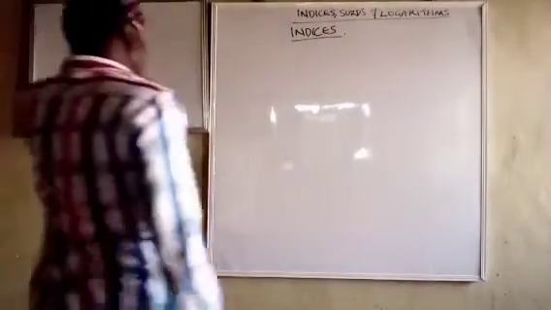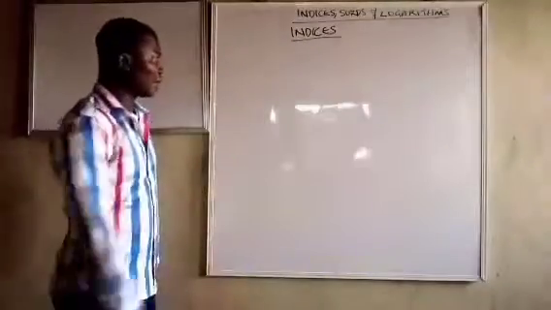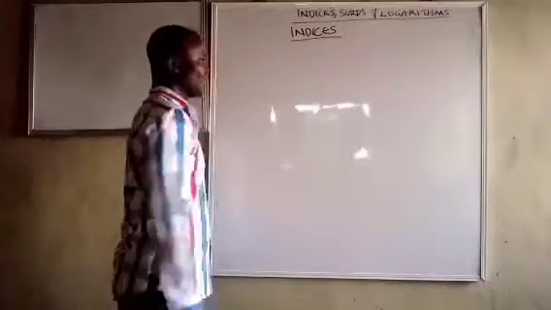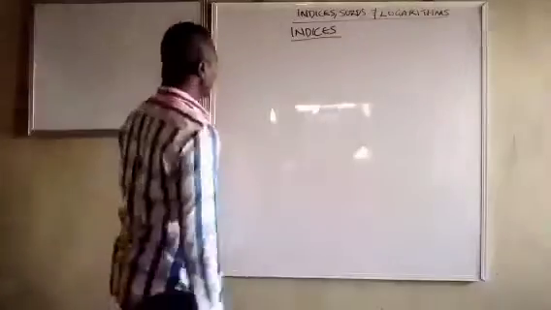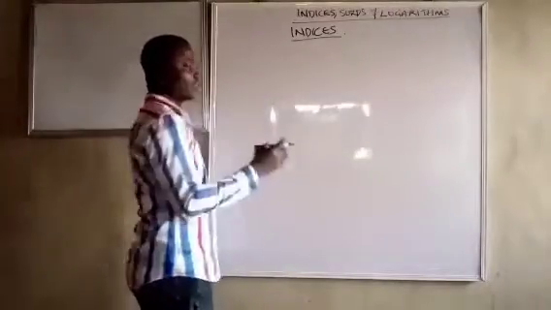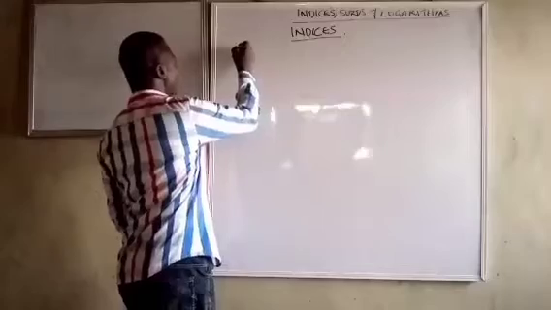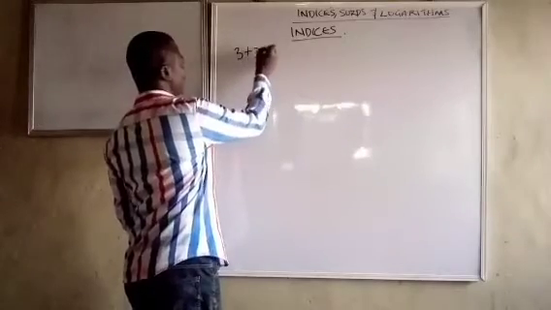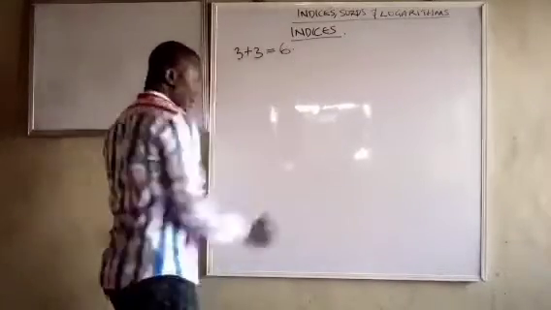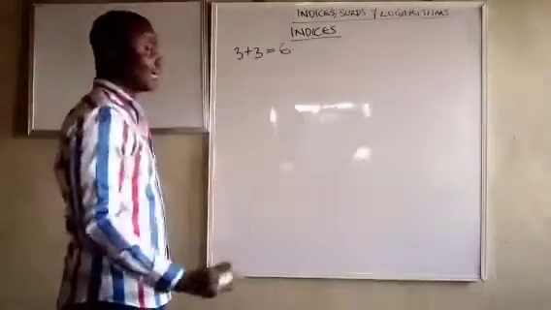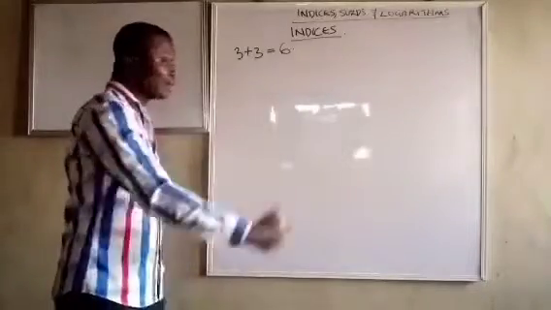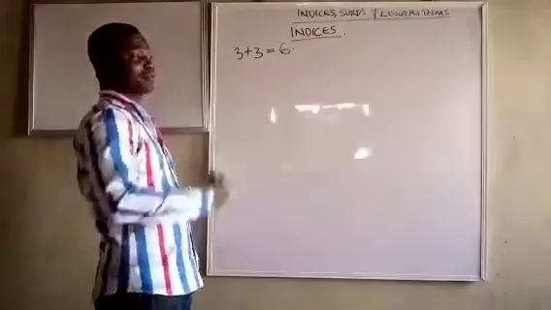In indices, we talk about power. We talk about power, raised to power this, raised to power that. How do you arrive at that? Let's look at something. When we bring two things together, we say add. Like when we say we have 3 plus 3, that is addition. Now, when we add the same number multiple times, we have multiplication.